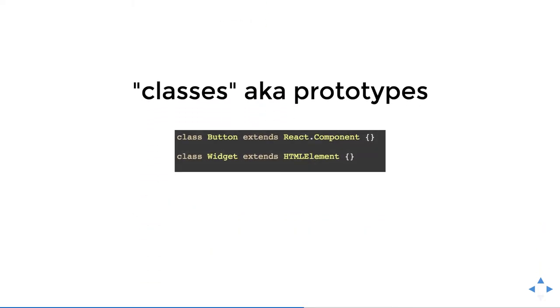So here's an example of classes, but not really classes. And a couple of use cases where you're going to see this. Button extends a React component. Widget extends HTML element. These are things in which this pattern makes sense. I wouldn't create button that extends link that extends React component. Right? Keep that inheritance tight, shallow.